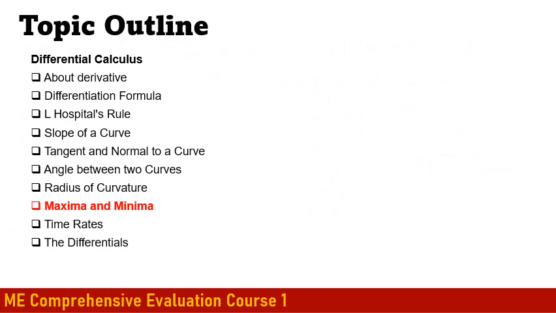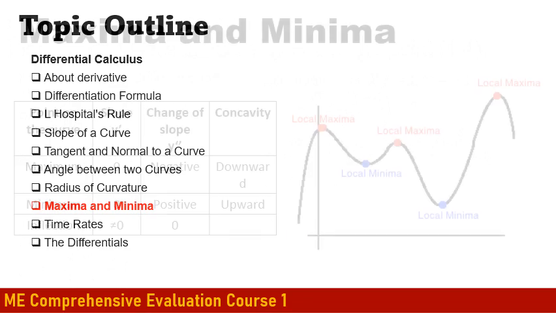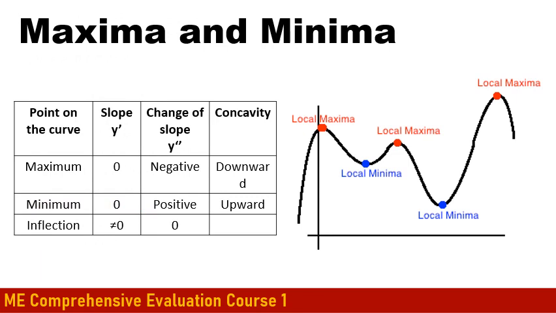Now, let's proceed to maxima and minima. The maxima and minima, as well as the inflection, are defined as follows in the table. These are actually the different points on the curve. For the maximum, the slope of the curve at the maximum is equal to 0. At the minimum of the curve, it is also equal to 0. However, at the inflection point, the slope is not equal to 0.